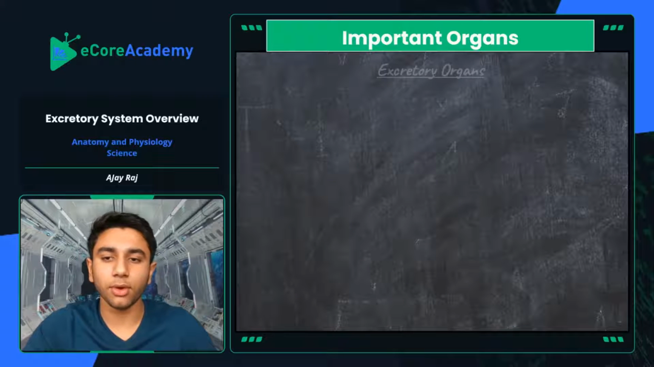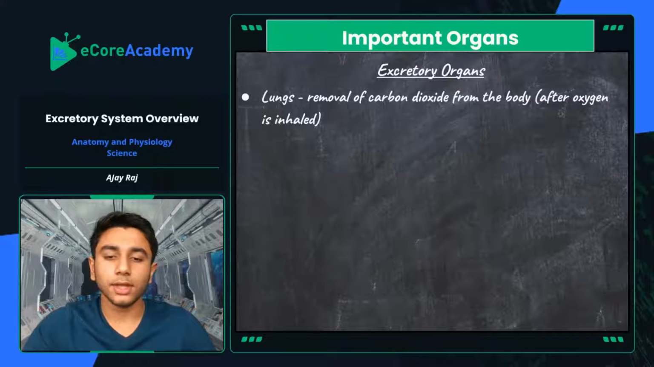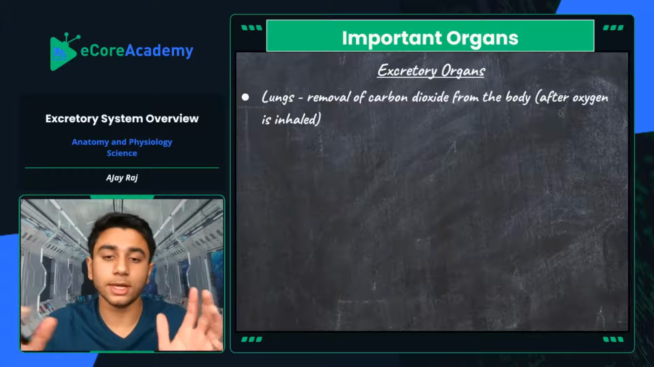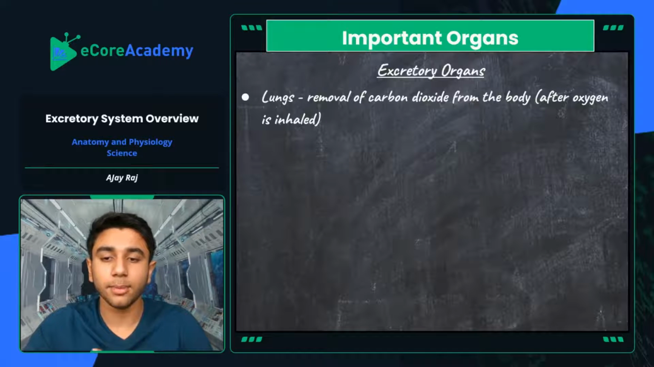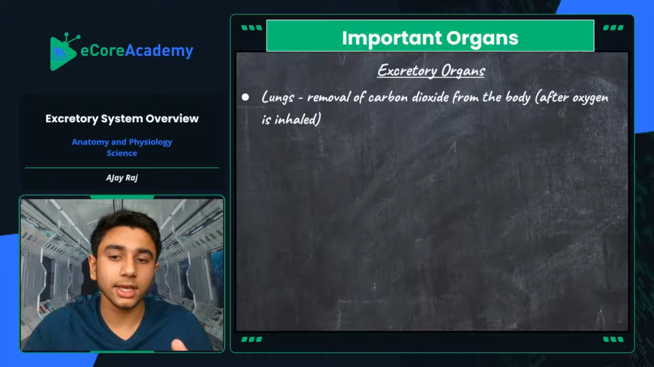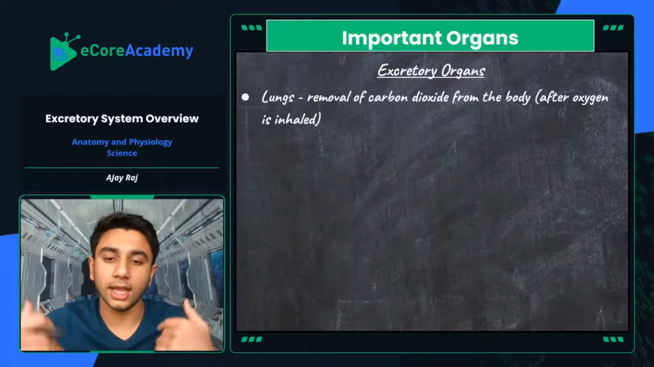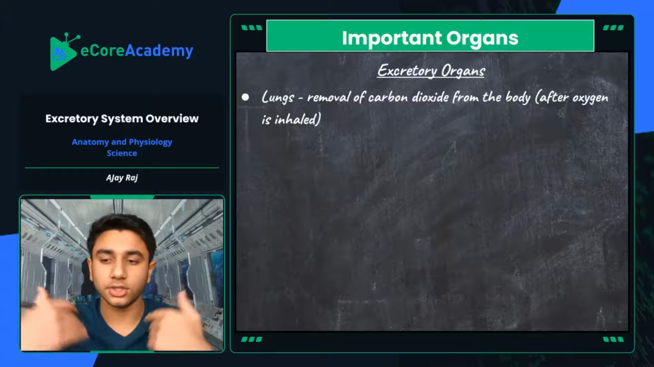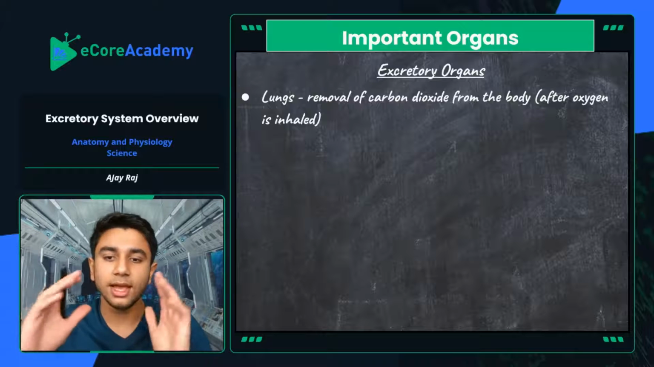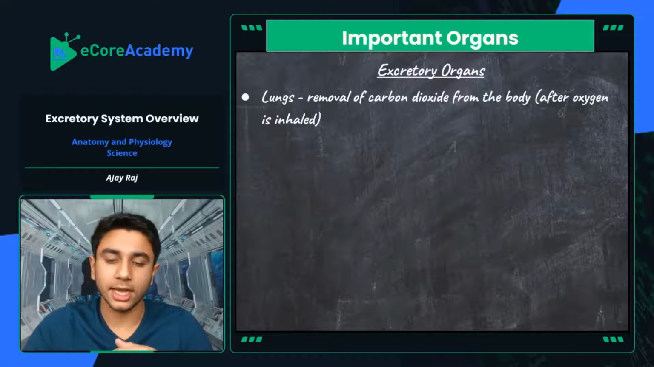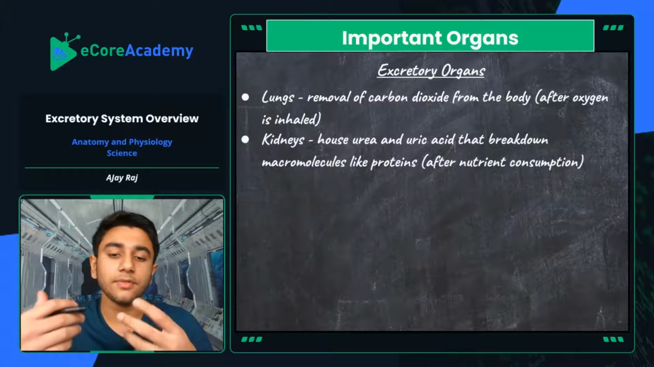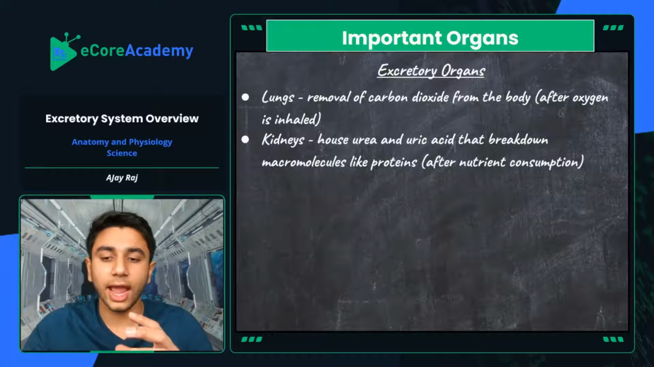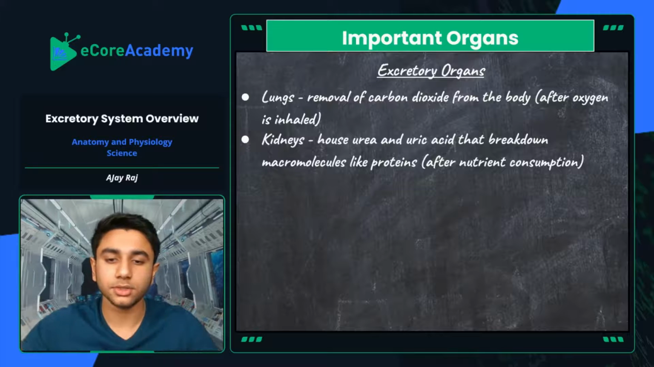Let's take a look at some of the important organs, shall we? So the excretory organs. Like I said, introduced in the first slide, we have the lungs, which are responsible for the removal of carbon dioxide from the body. They excrete carbon dioxide, and this is after oxygen is inhaled. So right here, I'm just showing you that give and take process. You're consuming oxygen through gaseous form and releasing carbon dioxide also through gaseous form. Then we have the kidneys. They house urea and uric acid, and these are very important components right here.